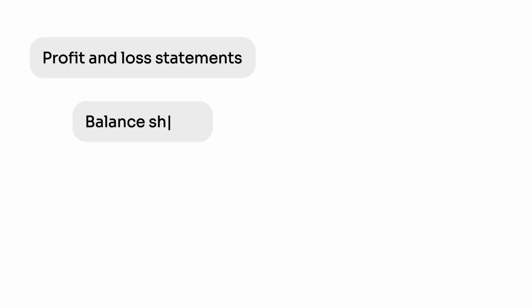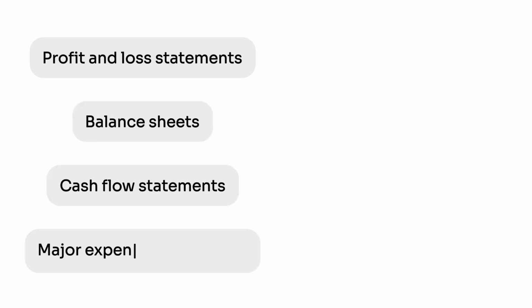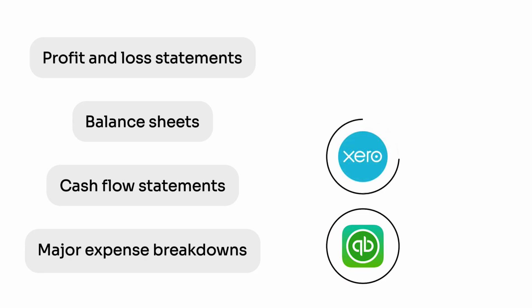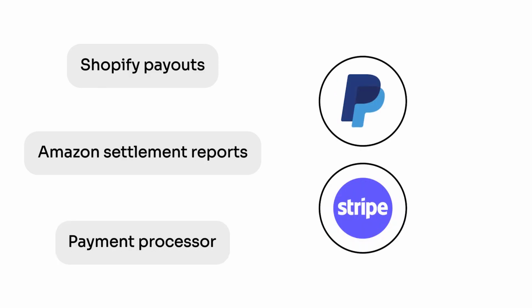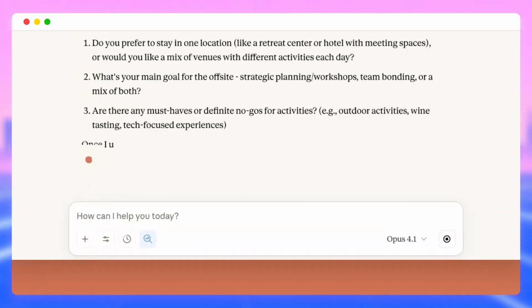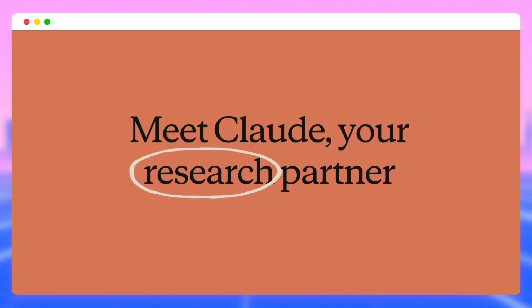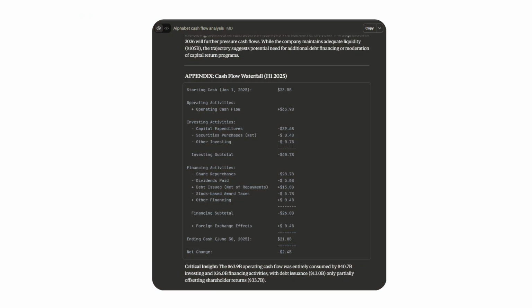That usually means exporting your profit and loss statements, balance sheets, cash flow statements, and major expense breakdowns from tools like QuickBooks, Xero, or NetSuite. If you're an e-commerce business, this also includes Shopify payouts, Amazon settlement reports, and payment processing summaries from Stripe or PayPal. All of these documents should be uploaded together so Claude can reason across them, not in isolation. Once this data is in place, Claude can start spotting relationships that aren't obvious when you're jumping around between tabs manually.